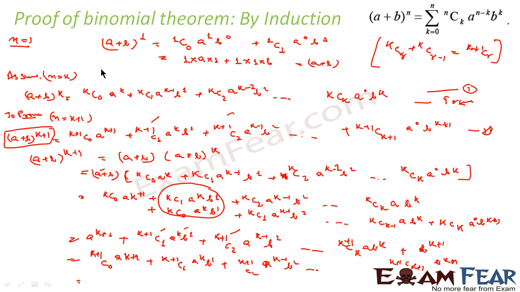So hence, by using the binomial theorem, we are able to prove that (a+b)^n is equal to the summation, k is equal to 0 to n, of nCk a^(n-k) b^k. Let me repeat once again. To prove this we used induction: we have proved it for n is equal to 1. We have assumed that the statement is true for n is equal to k, and then we have tried to prove the same statement for n is equal to k+1. So here also we have done the same thing and we have proved.